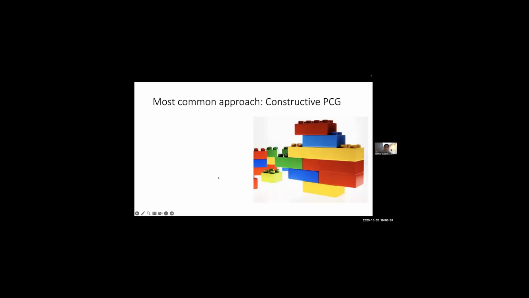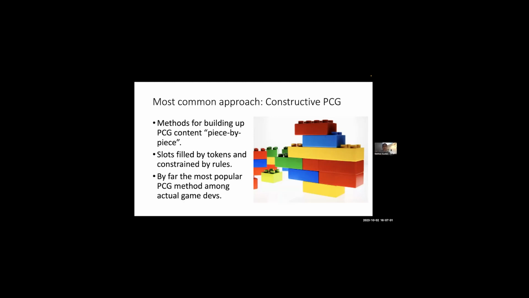So the most common approach, as it's not machine learning, is actually constructive PCG. And constructive PCG are basically methods that build up PCG content piece by piece. You can think about it like Lego or Duplo blocks, right? A human author generates a whole bunch of pieces and then writes rules for how those pieces can be put together, and then says, go forth, algorithm, and make me content, right? So you end up with slots that are filled by tokens authored by a human and constrained by rules. And it is by far the most popular PCG method among actual game devs and in the movie industry.